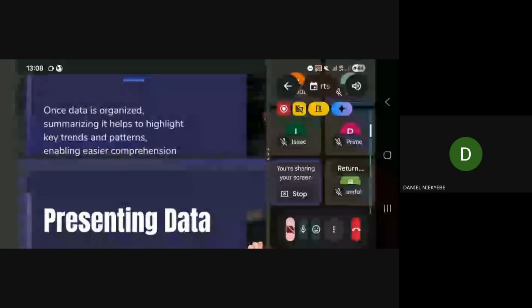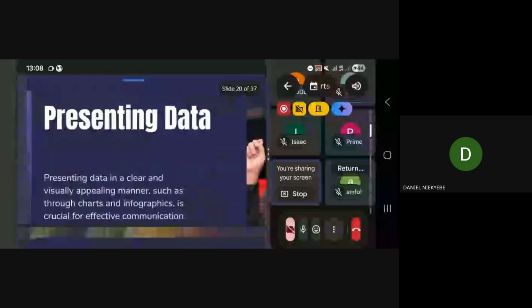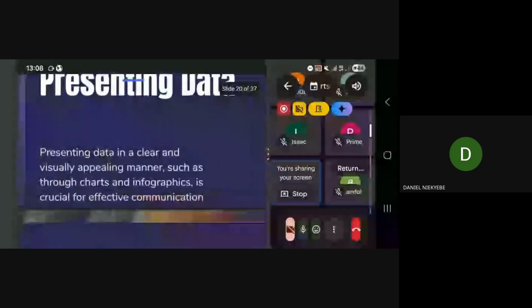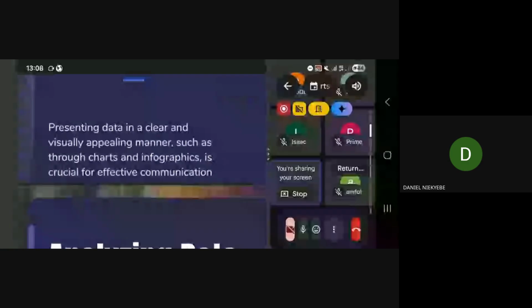Then in summarizing, you look at the key patterns, what is going on, what the trend is, and that makes you come up with your various conclusions. Now you can present the data. After looking at the trend, come up with your presentation. How do you do the presentation? The presentation should be very clear and it should be visually appealing.